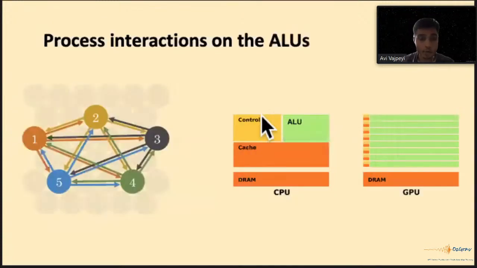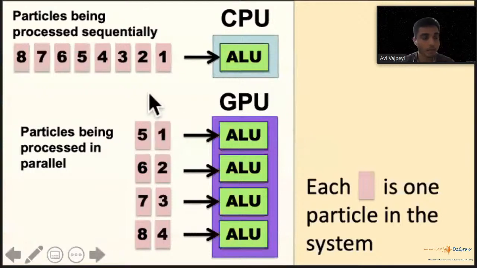Now, what we want to do is we want to process the interactions first on a CPU and then see what it would be like to process it on a GPU. Okay? So what we're going to do is we're going to take all the particles, line them up one by one, and pass them to the CPU. This is known as sequential processing because we're passing in one by one to the CPU. We can also take these particles and divvy them up amongst the ALUs of the GPU. And so each particle is going to be processed by one ALU of the GPU in parallel. So let's see how this goes.